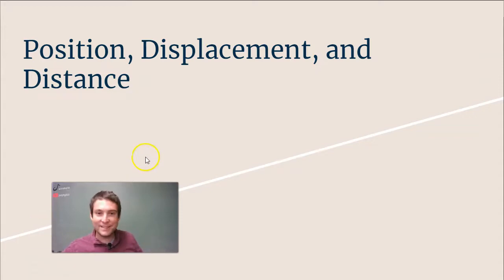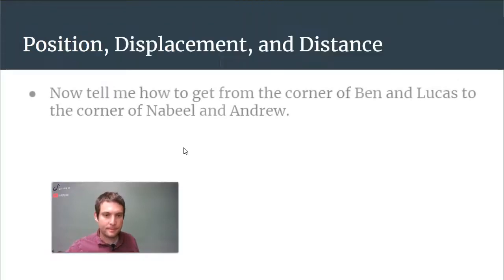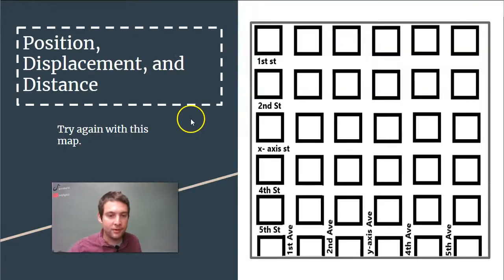Position, displacement, and distance. Study this map closely. You'll notice the names of students on my wall of fame. Now tell me how to get from the corner of Ben and Lucas to the corner of Nabil and Andrew. Stumped? Probably need that map again, right?